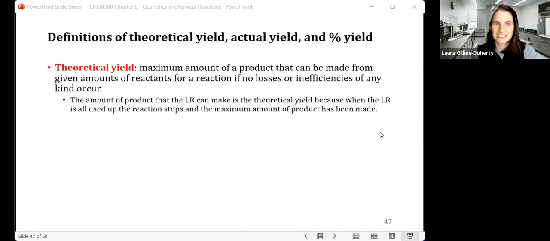So let's start with some definitions. Let's start with theoretical yield. The theoretical yield is the maximum amount of product that can be made from given amounts of reactants for a reaction if no losses or inefficiencies of any kind occur.